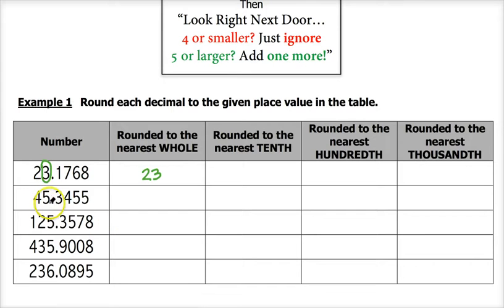Looking at 45.3455, we're also going to round this to the nearest whole. I look at my units place, again we'll circle that. We look to the right of the units place, so we look at the 3. 3 is 4 or smaller, so we'll just ignore and we'll round this to 45. 125.3578. Again, rounding to the nearest whole, look at the units place 5. Look to the right of the units place. This is also a 3, so we just ignore, and this is 125.